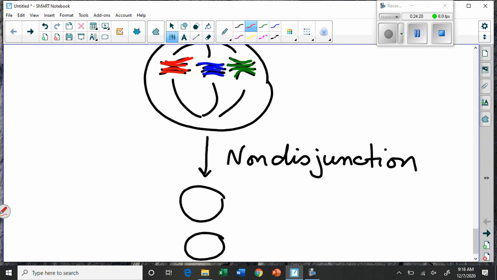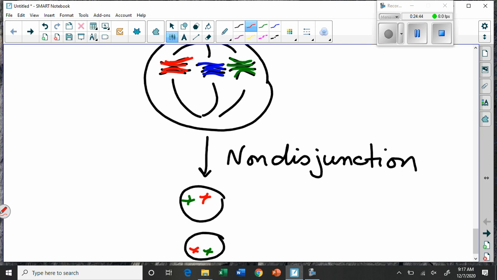Okay, so what's supposed to happen is the top cell is supposed to get a blue chromosome, while a red chromosome goes to the other. And we're going to draw the green one in next. So the green one goes over here. There should be a green one down here, and there should be a red one down here. But here's what's going to happen.